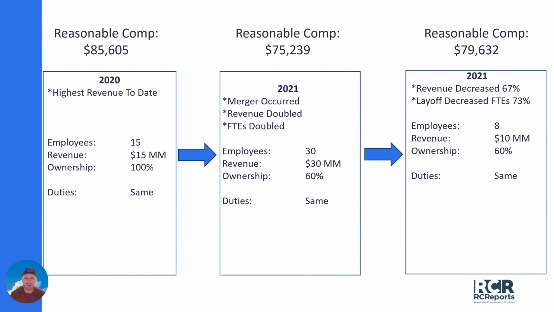Now, here's a summary of what we saw over these last 3 years from 2020, 2021, 2022. You'll see the events that occurred. You'll see the reasonable compensation that Phil paid himself during those years.